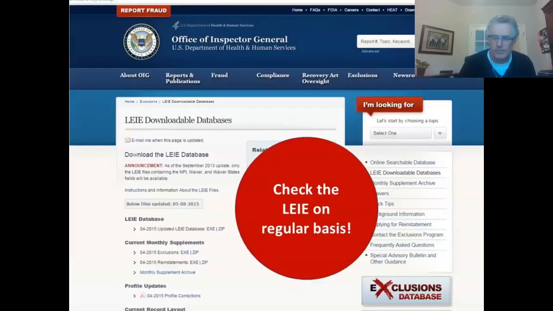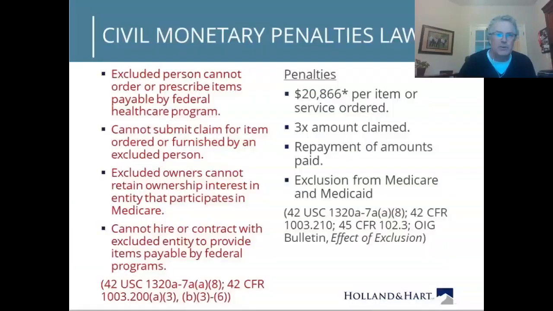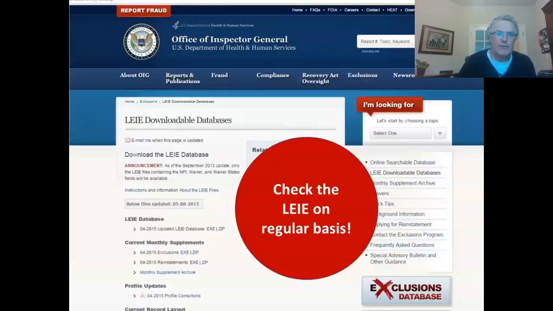You can't submit those claims if you knew or should have known that that person was excluded. Well, if that person's name appears on that list, then you're deemed to have constructive knowledge, and so you may not be able to submit the claims. Now, they'll probably give you a little bit of time to catch that.